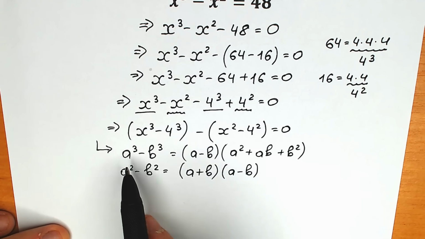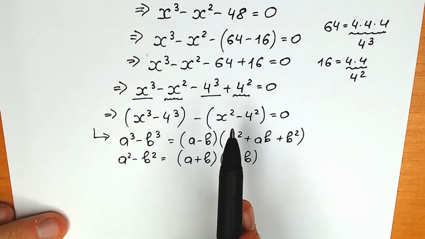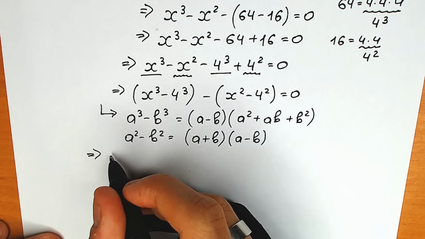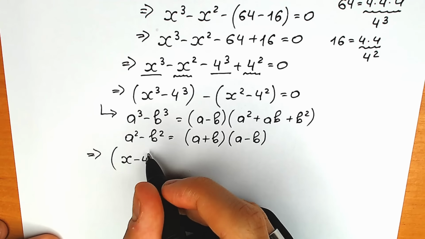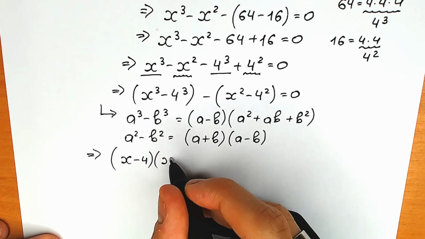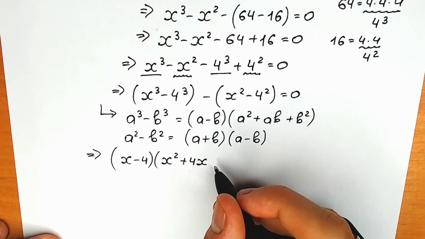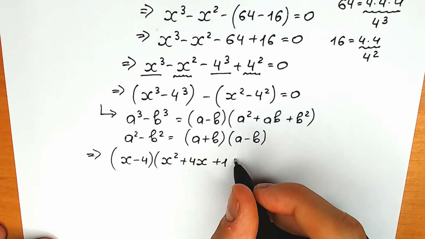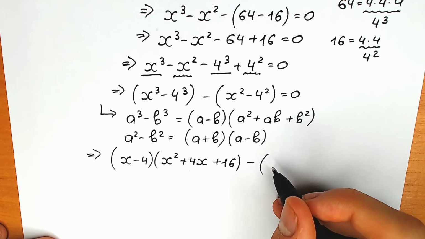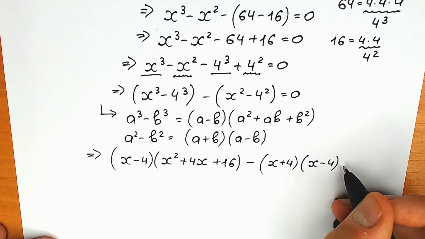And right now let's apply each of these formulas to this line. We have a difference of cubes and we have a difference of two squares. As a result, on the left side, we have x minus 4, and in another parenthesis we're going to have this expression: x squared plus 4x plus 4 squared, which is 16. And in the second parenthesis, we have a plus b, a minus b: x plus 4 times x minus 4 equal to 0.